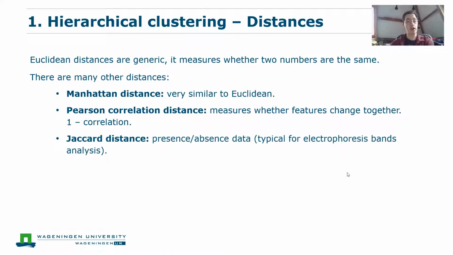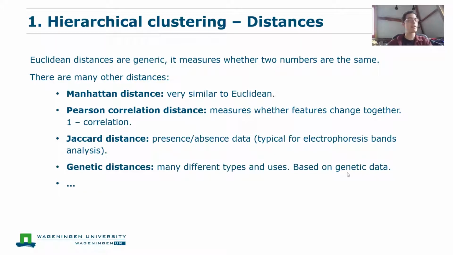Then we have Jaccard distance, which is used for presence-absence data, and it measures just how many things coincide or don't coincide between two data sets. It was used a lot for electrophoresis band analysis. Then we have many different types of genetic distances that measure different things within the genetic information, and of course there are other kinds of distances you can find out there. Today you'll be using Euclidean distance and some other distances of your choice, as you will see.